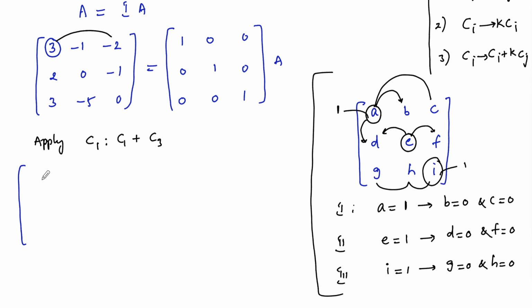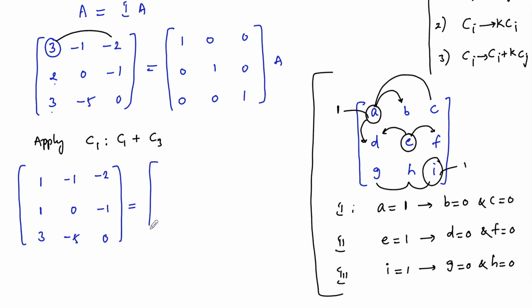3 minus 2, it's 1. Column 1, column 3 must be checked. Then 2 plus of minus 1, that is 1. And then 3 plus 0, it's 3. Second column as it is, minus 1, 0 and minus 5. And third column as it is, minus 2, minus 1 and 0.